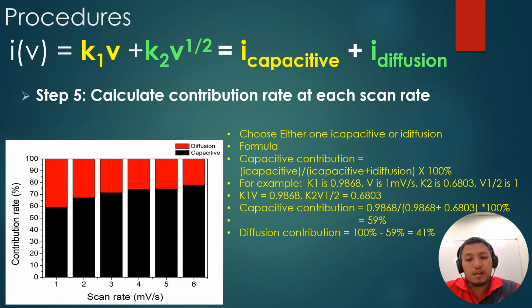You get 59%. To get the diffusion contribution, 100 minus 59, you get 41%. This is for the first scan rate. You can go for the second scan rate, third, and so on. That is the formula to calculate the contribution. I hope this is clear for you. In this case, it might be trouble if you include the negative value, because the total contribution will not equal 100%. That's why I ask you to ignore the negative value.